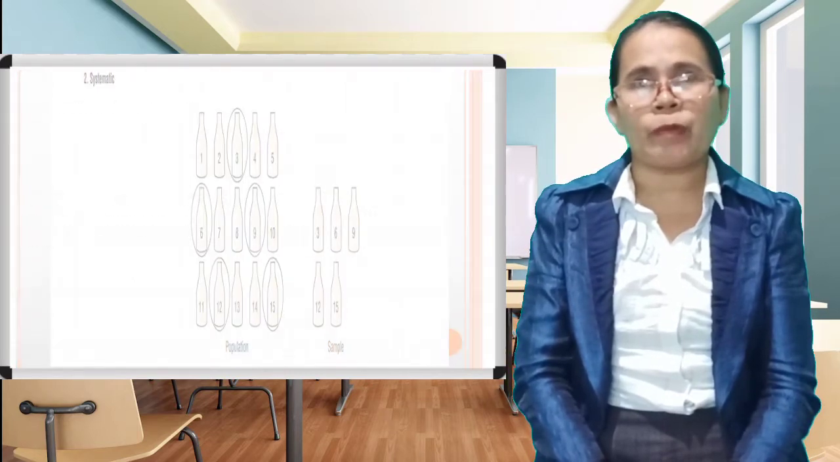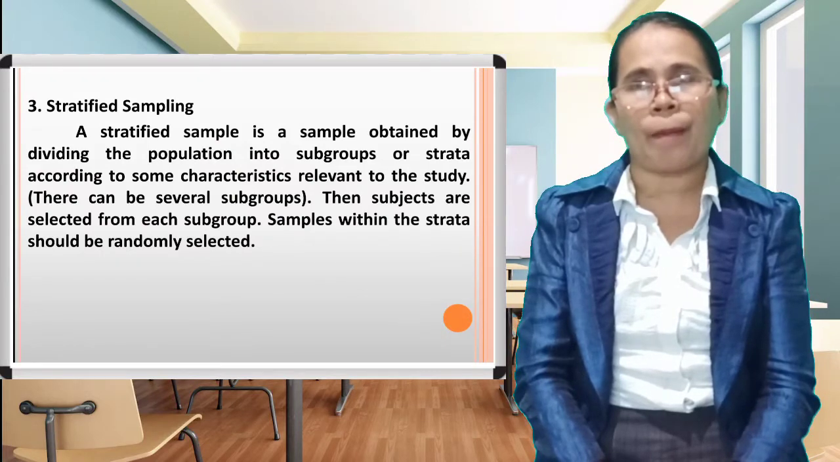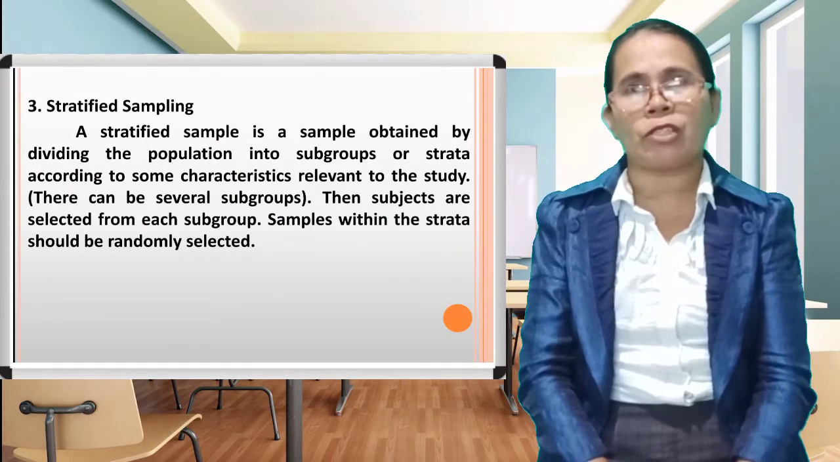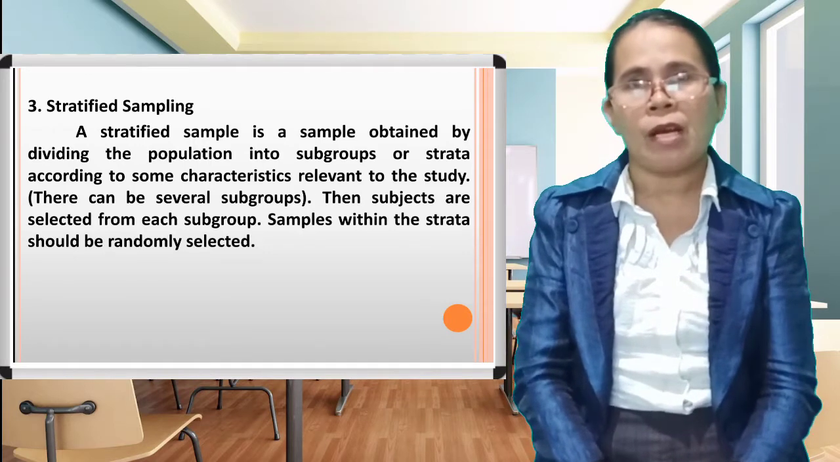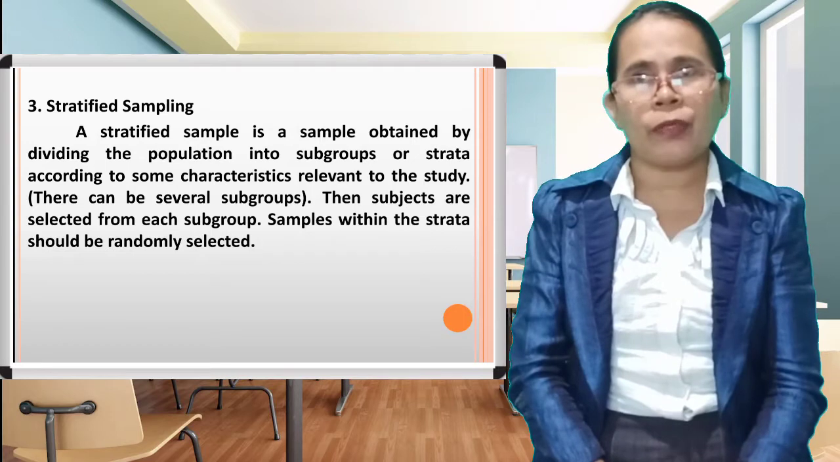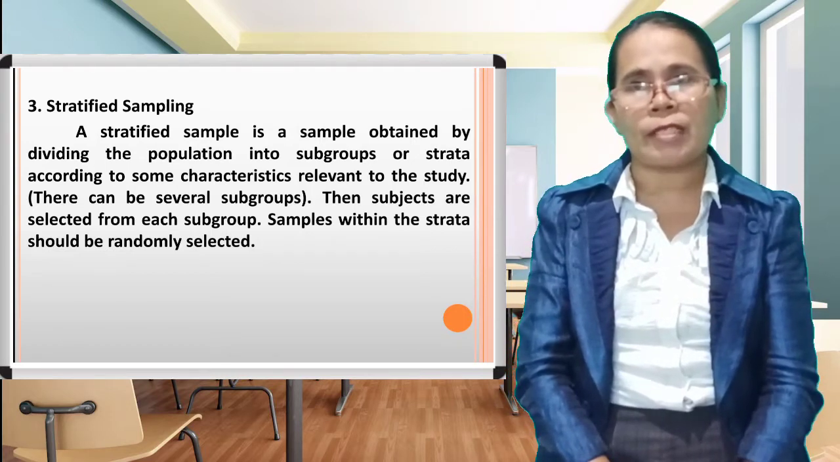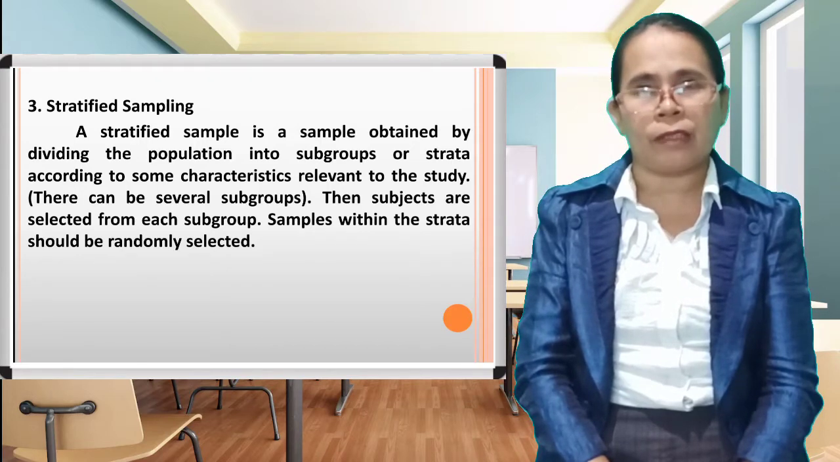Number 3 is what we call the stratified sampling. A stratified sample is a sample obtained by dividing the population into subgroups or strata according to some characteristics relevant to the study. There can be several subgroups. Then subjects are selected from each subgroup. Samples within the strata should be randomly selected.